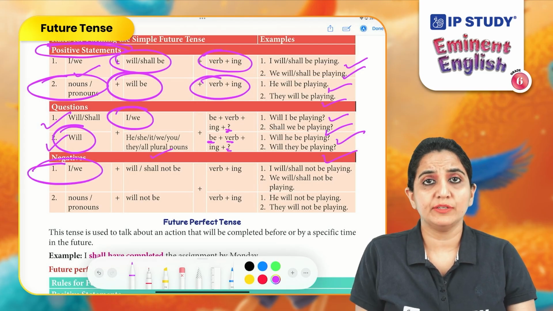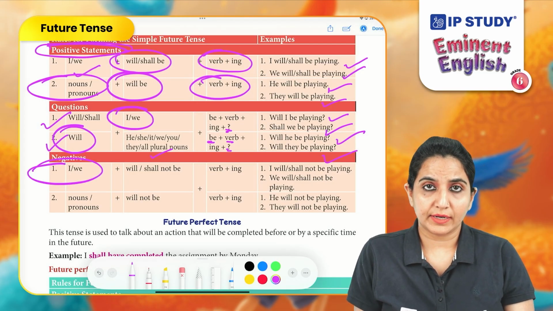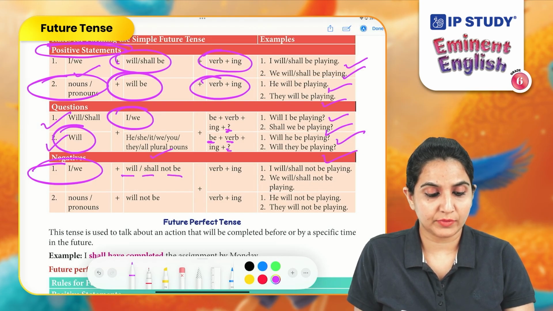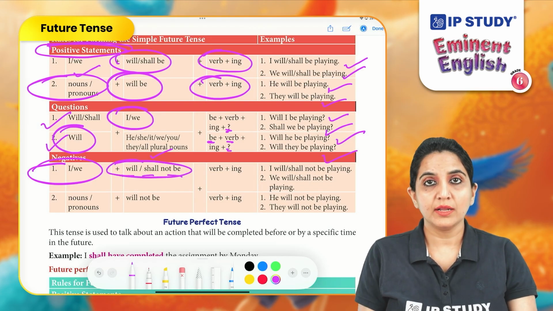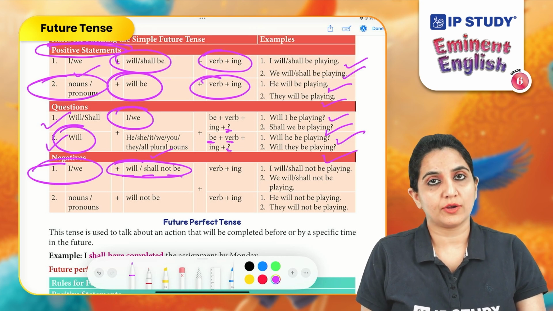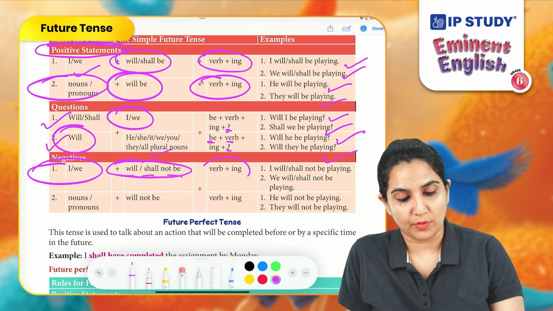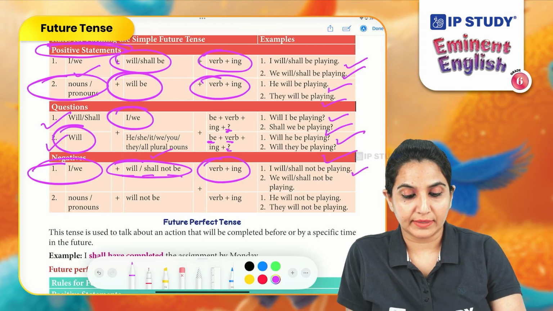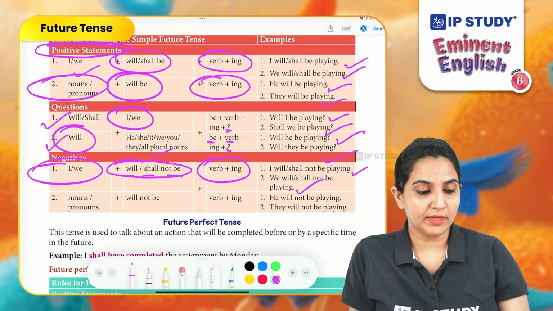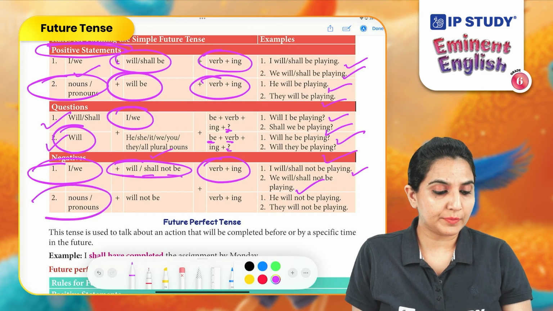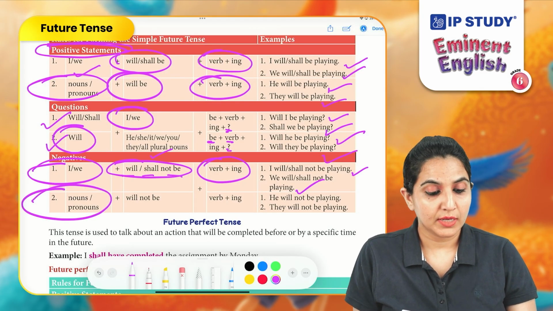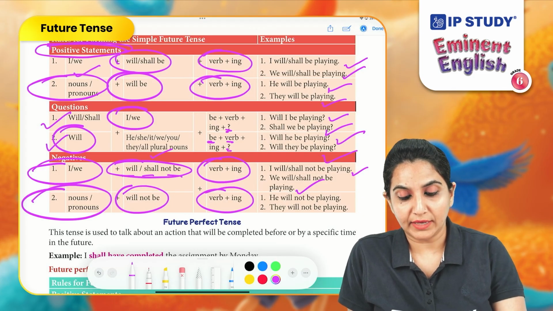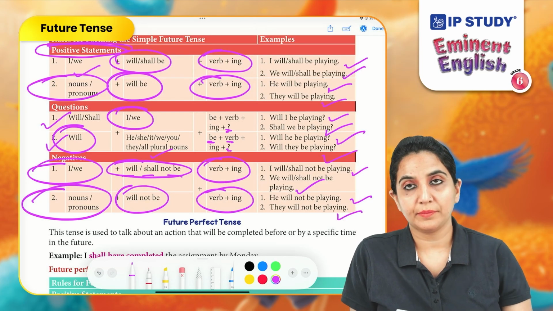For the negative sentences, with I and we, the first person, singular and plural pronouns, we can use will or shall not be, both, along with the ing form of verb. I will not be playing, I shall not be playing. We will not be playing, we shall not be playing. With the second and third person, singular and plural pronouns, we can use will not be along with the ing form of verb. He will not be playing, they will not be playing.